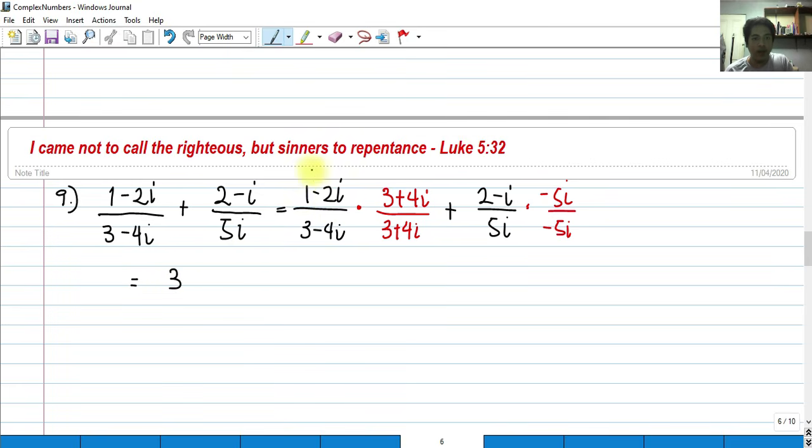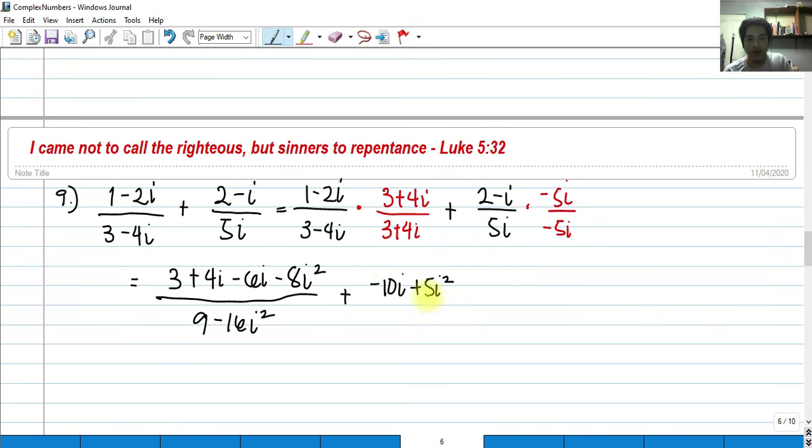We have 3. Outer we have plus 4i. We have inner negative 2i times 3, that's negative 6i. We have last negative 2i times 4i, that's negative 8i squared. Over, since this is the product of the difference, we have 9 minus 16i squared, plus, of course, this. So we have negative 10i and then we have plus 5i squared over the negative 25i squared.